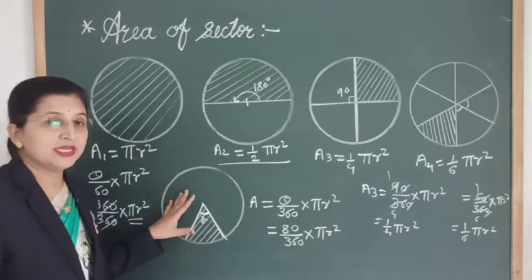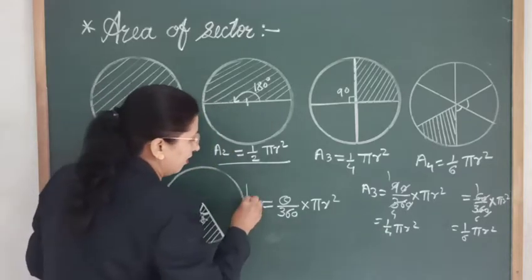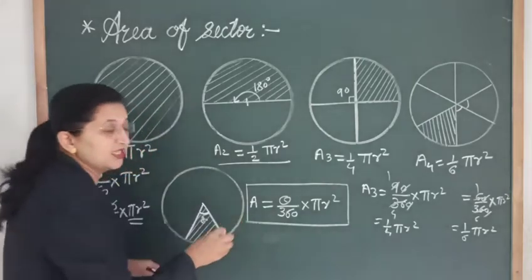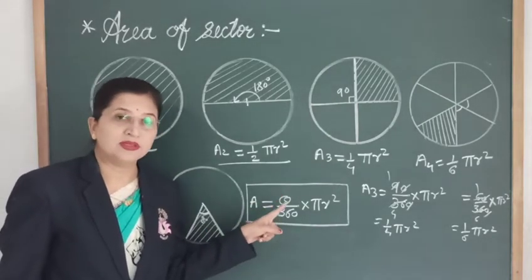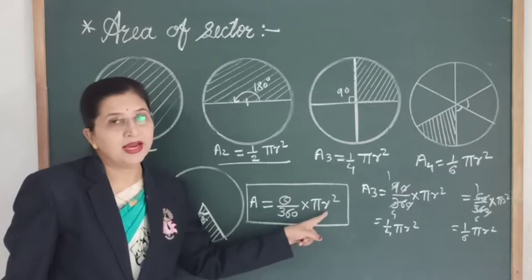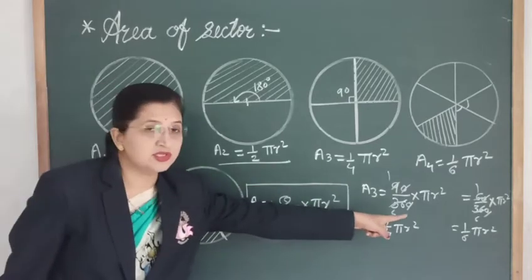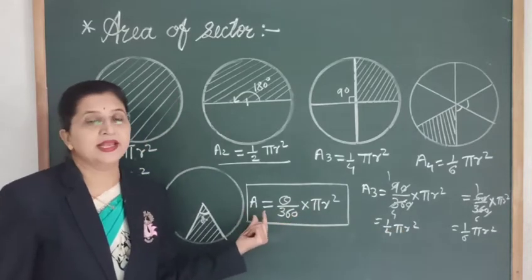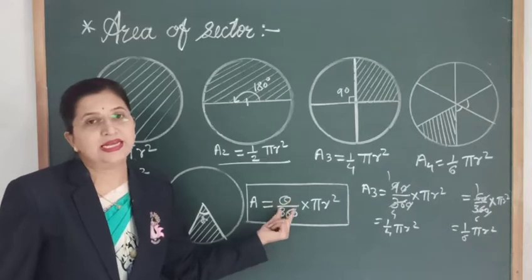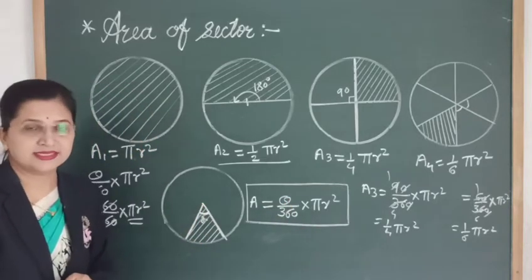So dear students, in this way we got the formula to find the area of a sector. What is the formula? Area of sector is equal to theta upon 360 into pi r square. I hope through this activity you understood how we got the formula. By using this, you can find out the area of a sector.